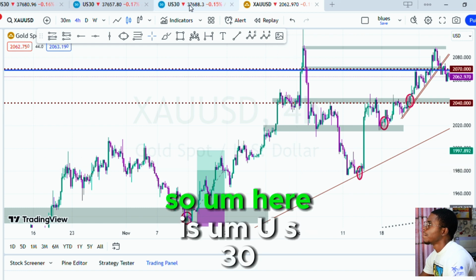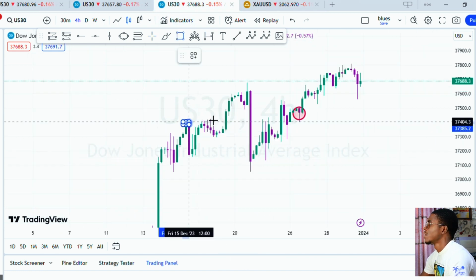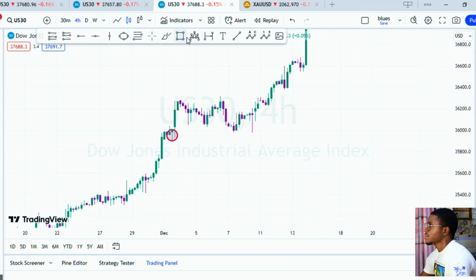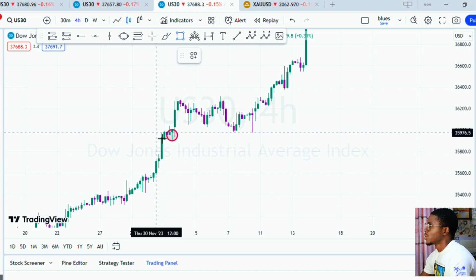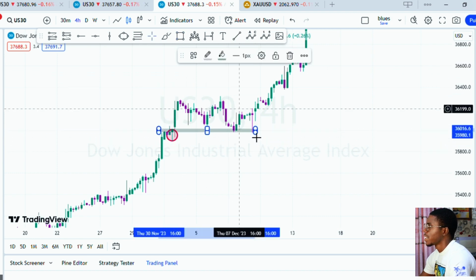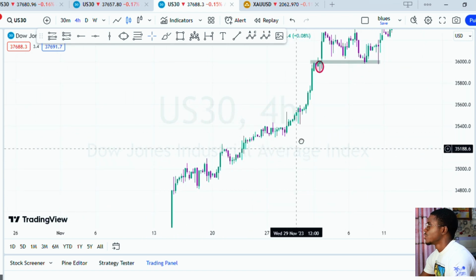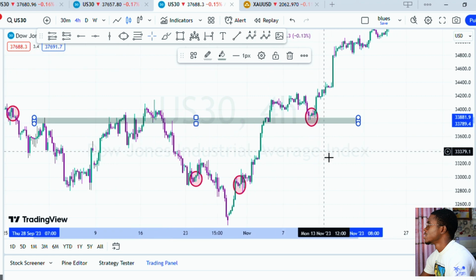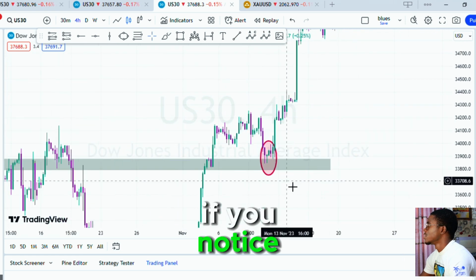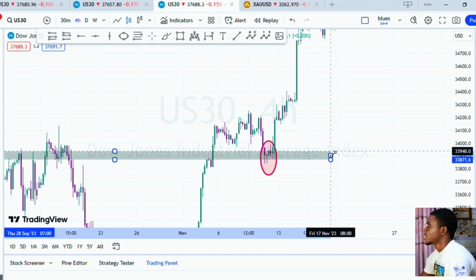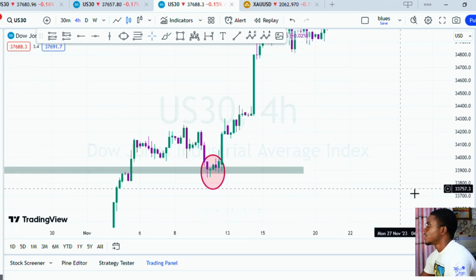So here is US 30, the same candlestick. Here is another one. Here is continuation. You just break this area with the same candle and keep pushing up. Here is another area of interest. If you notice, market created resistance turned to support and still gave that same signal and started pushing up.